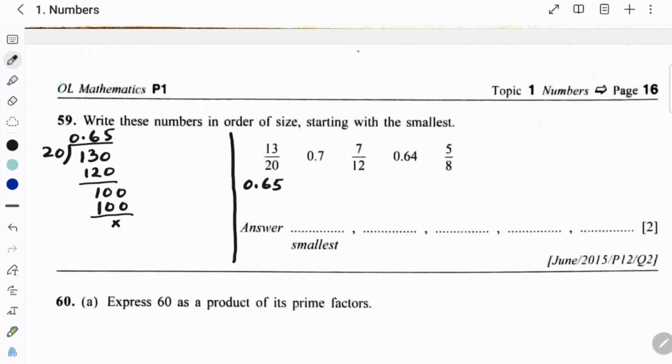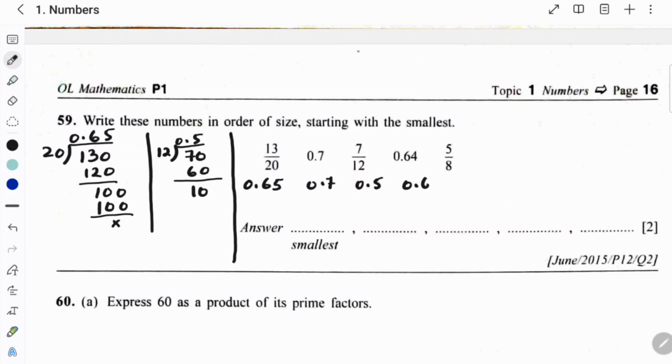Now the next number in this question is 0.7, which is already in decimals. Now I'm going to do 7 over 12 here. 0 point, put a 0. 12 times 5 is 60. Now 10 is the remaining. I'm leaving it here. If I need it, I'll do this part afterwards and do more division here, because 0.5 I can see is the least number. So I'll do it if I need it.